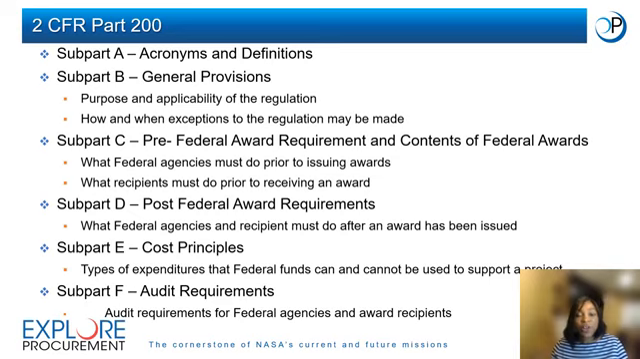Subpart E is your cost principles, and this provides guidance to the recipients on the types of expenditures that federal funds can and cannot be used to support a project. Subpart F is the audit requirements and provides guidance to both agencies and recipients on their roles and responsibility as it relates to audits.